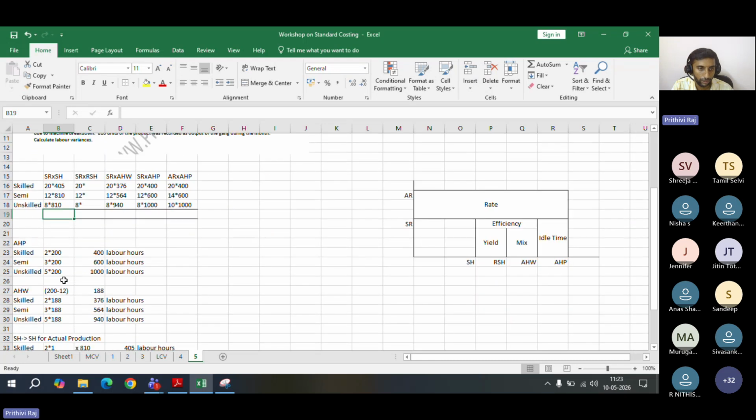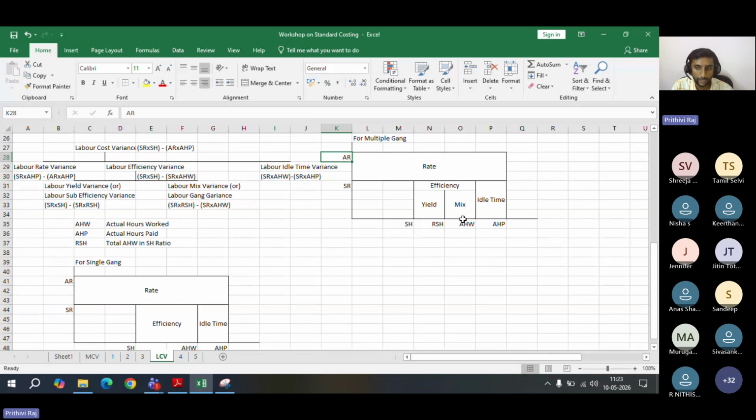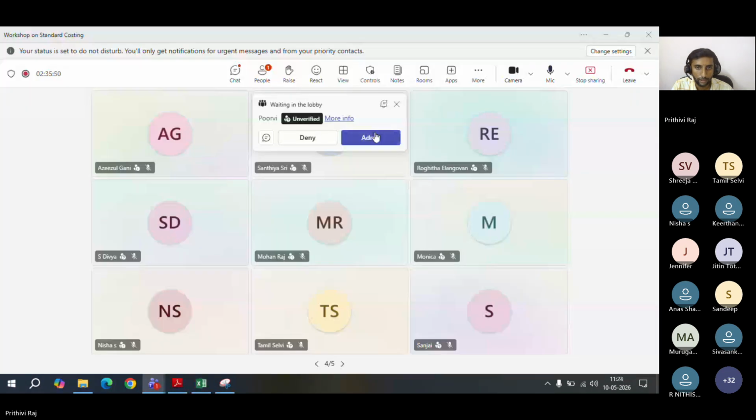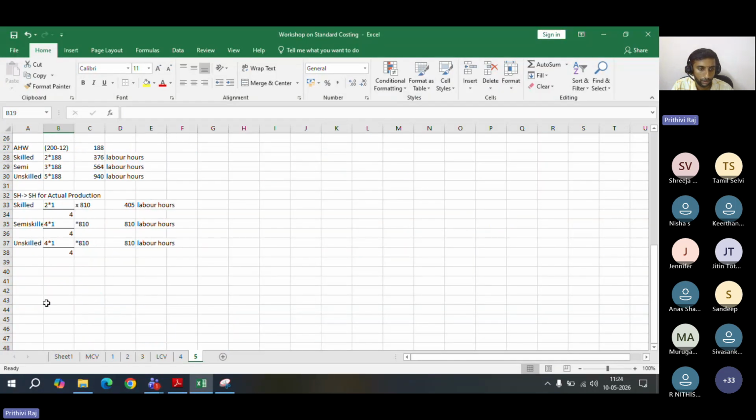Now come to the definition of RSH. RSH is what we said, the revised standard hours. Write the definition first: total AHW in SH ratio. So what is my total AHW? 376 plus 564 plus 940. If I sum it up, 376 plus 564 plus 940.